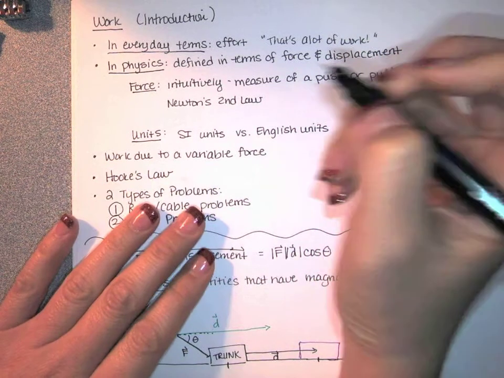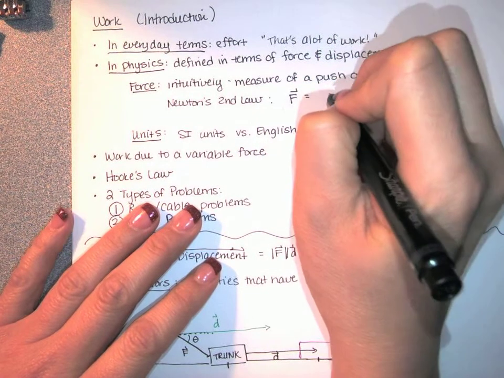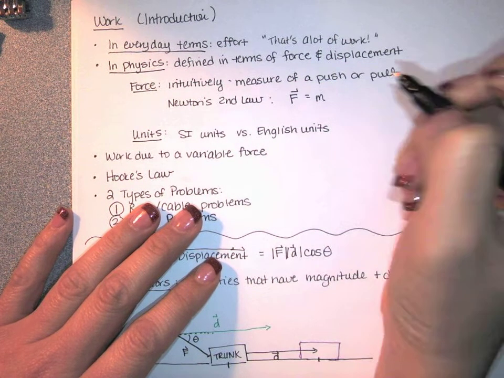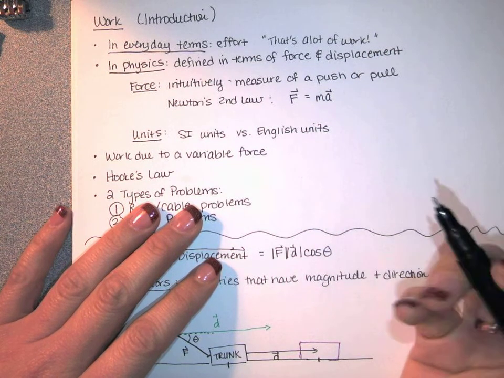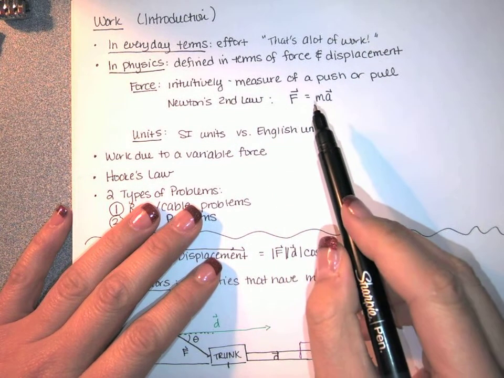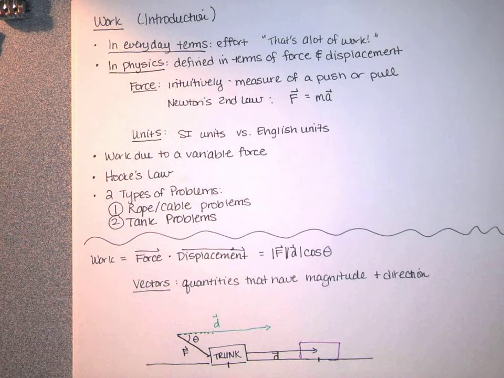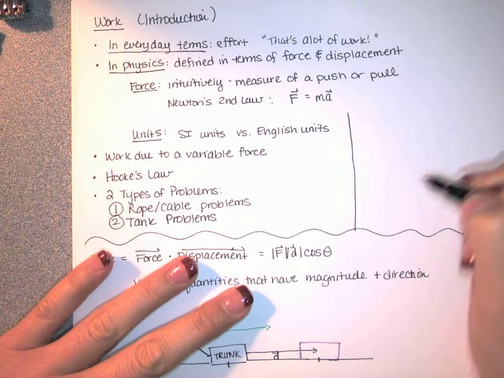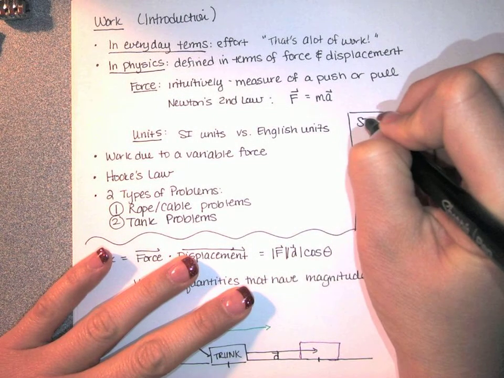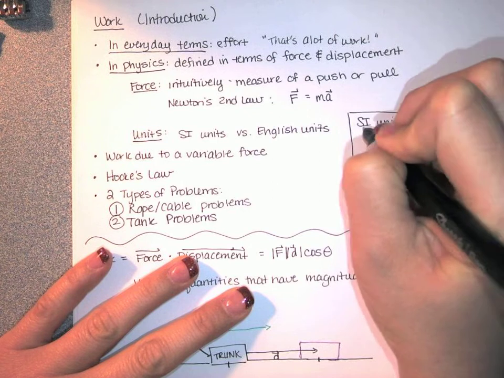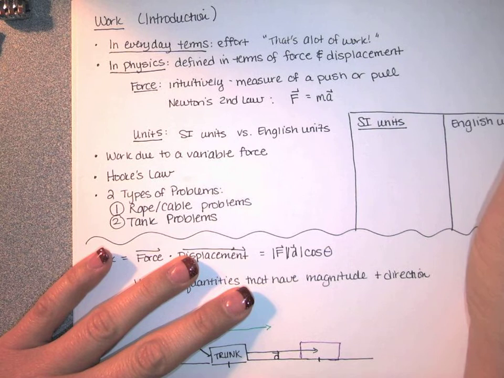Now, according to Newton's second law, we define force to be the mass of the object times the acceleration of that object. So the force being applied to something is that mass times the acceleration, and that's our force. Now, in your physics classes, you probably have seen two sets of units. SI units is what we tend to use in our science classes, but if you live in the United States, we use English units a lot as well.